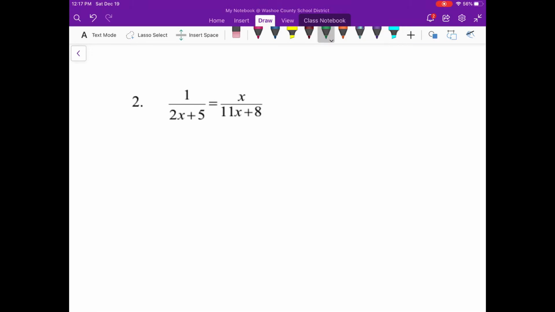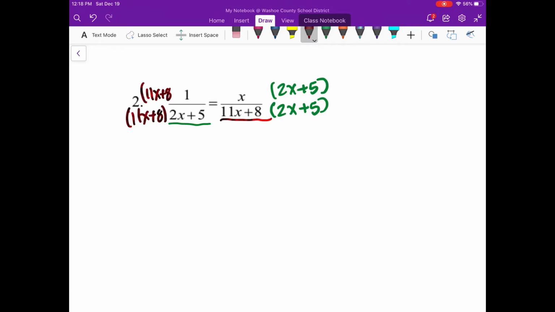All right, moving on to the next one. Again, looking at those denominators, what is the other side missing? This denominator is 2x plus 5, so I'm going to multiply this side by 2x plus 5, in the numerator and denominator. And this side is 11x plus 8, so I'm going to multiply this side by 11x plus 8.